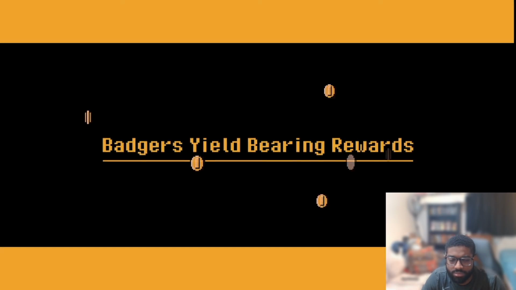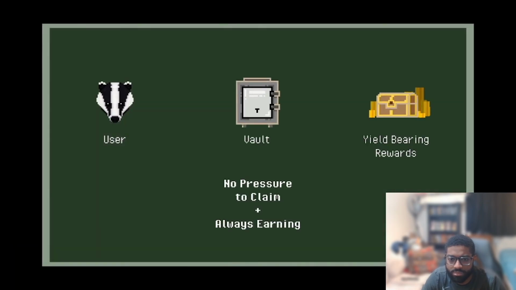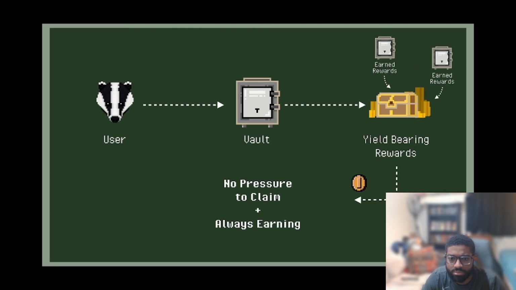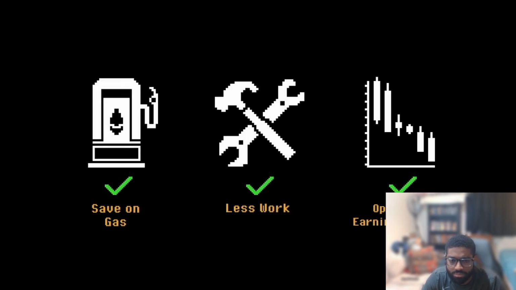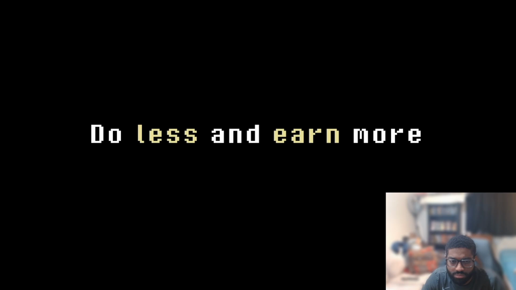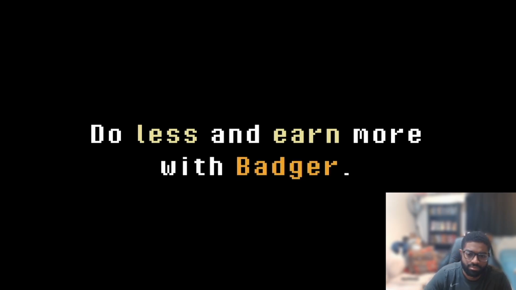Badger yield-bearing rewards automate and optimize the complex series of ongoing transactions required to make the most of DeFi ecosystems like Aura and Convex. From the moment you earn them, yield-bearing rewards are being put to work in other earning positions, actively generating rewards of their own. This removes the pressure that comes with deciding when and how frequently to claim your rewards, because they're always earning on your behalf. This allows you to save on gas, do less work, and be in an optimized earning position. Do less and earn more with Badger.